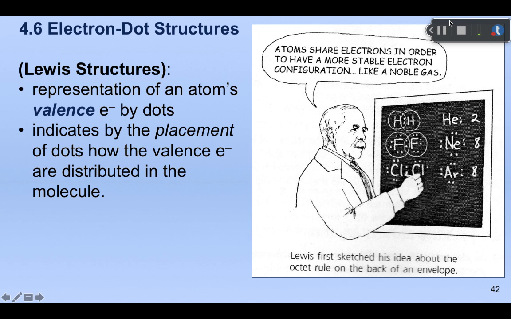So the way Lewis proposed it is atoms are going to share electrons in order to have a more stable electron configuration such as that of a noble gas. And so hydrogen, when it shares with its neighbor, is going to end up with 2 electrons, which is like helium. When fluorine makes a molecule, it's going to end up with a total of 8 electrons like neon, and so forth. We'll see more examples in more detail here gradually.